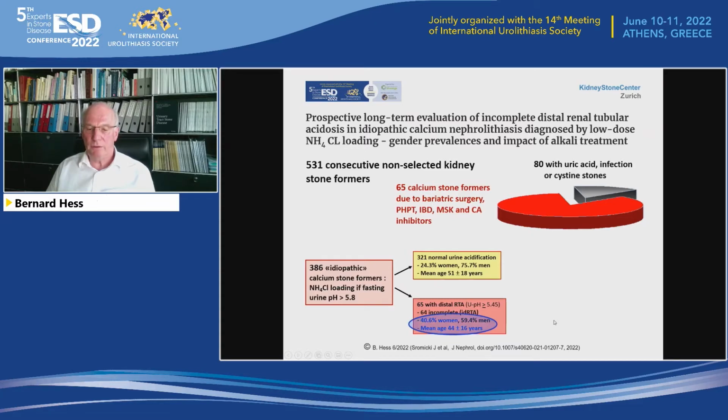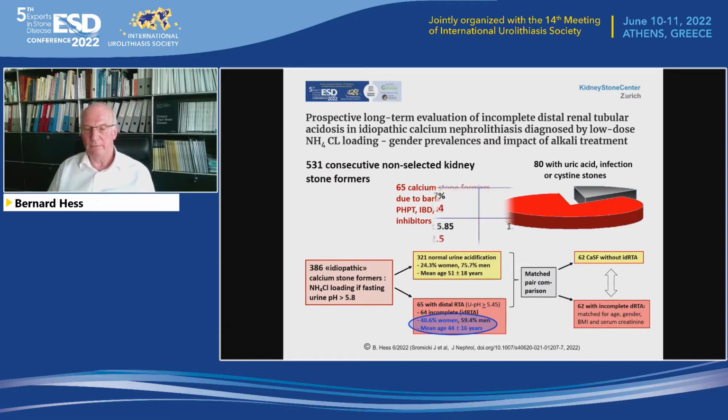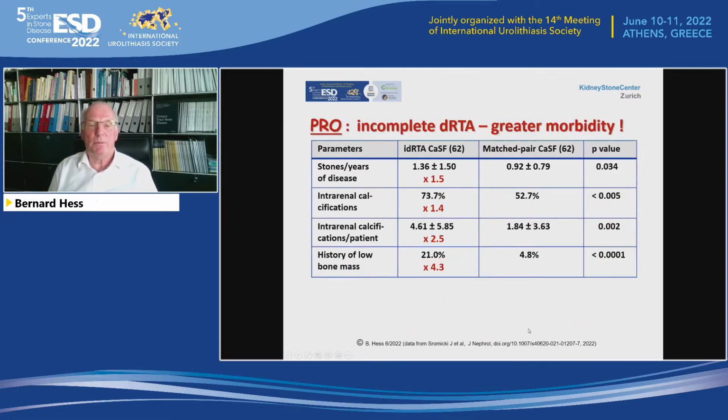So in order to make a more equilibrated comparison, we did a matched pair comparison. We found 62 idiopathic calcium stone formers, which we could match to 62 patients with incomplete distal RTA and calcium stone disease. They were matched for age, gender, BMI, and serum creatinine. And when we now compare these two groups, we have come up with another important statement. Incomplete distal RTA goes along with a clearly greater morbidity.